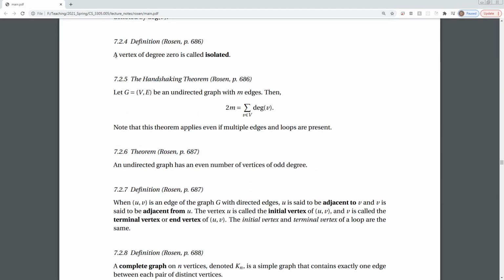Okay, so a vertex of degree 0 is called isolated, right? If it's not connected to anything, then we just say it's an isolated point or an isolated vertex or an isolated node. All right, so now we have a theorem, the handshake theorem. We're given some graph consisting of the vertices V and edges E, which is undirected and has m edges. Then twice m is equal to the sum of all of the degrees of the vertices individually.